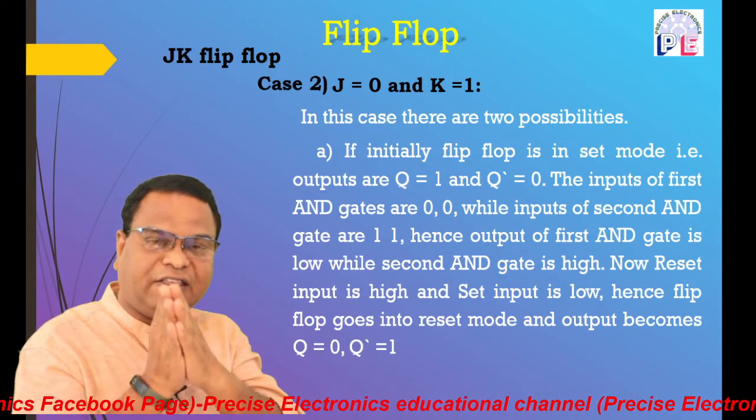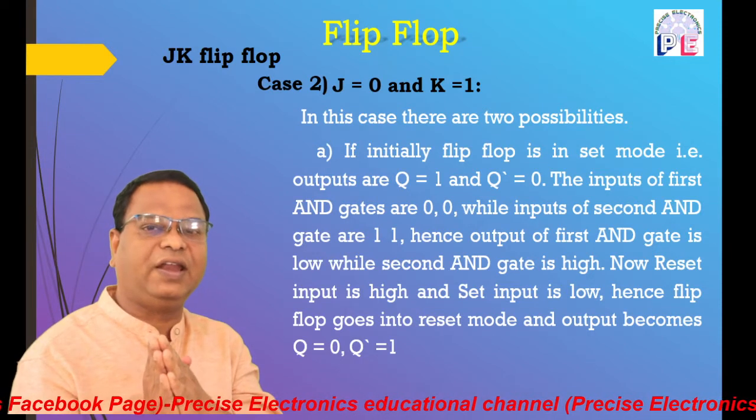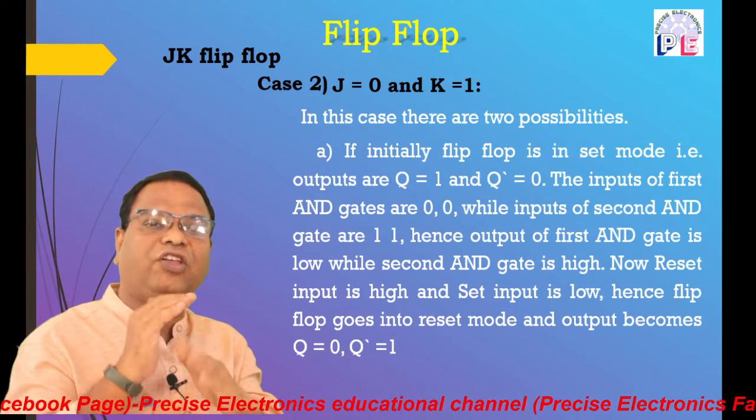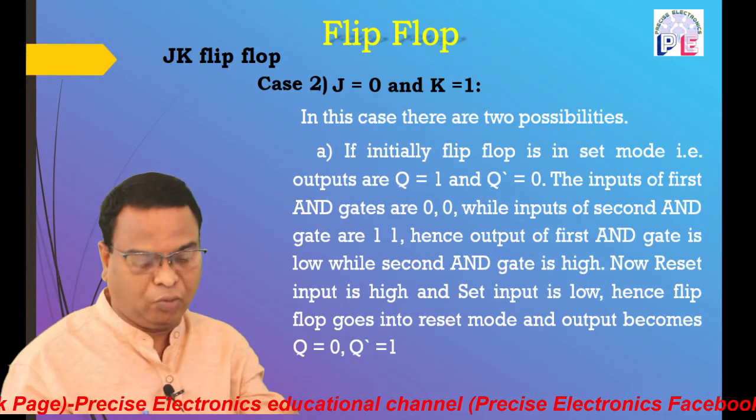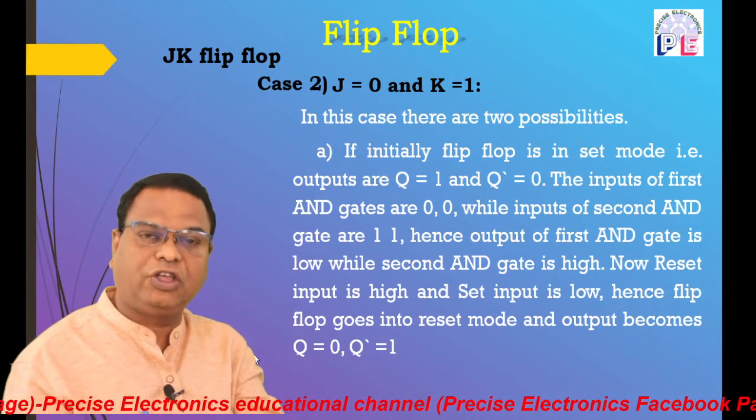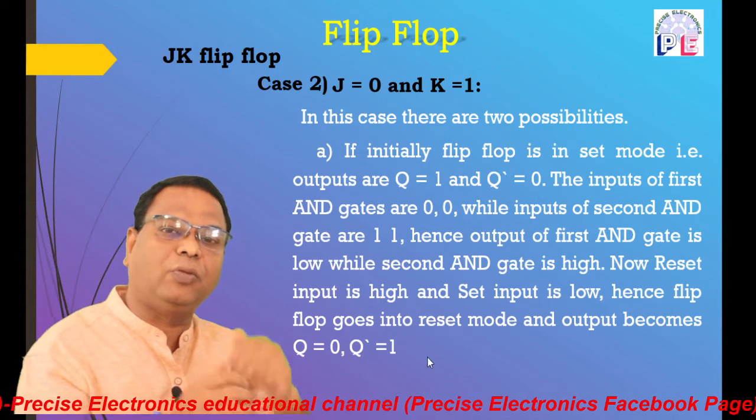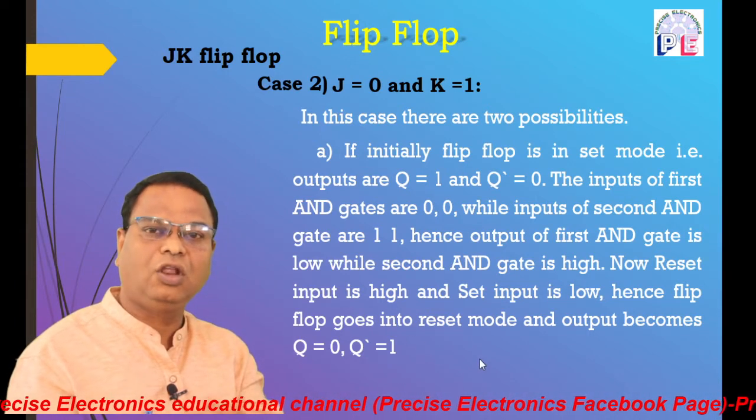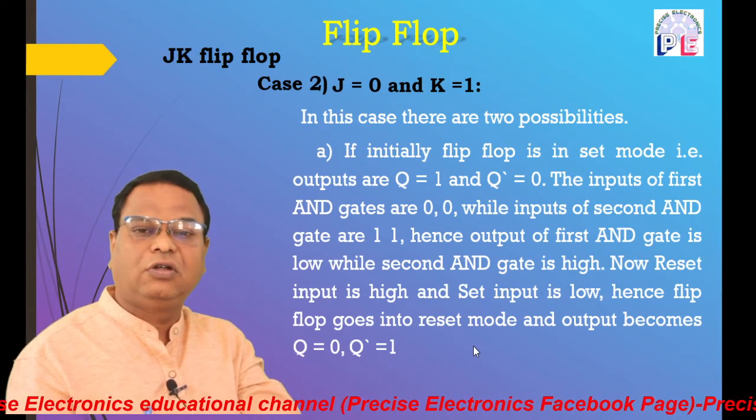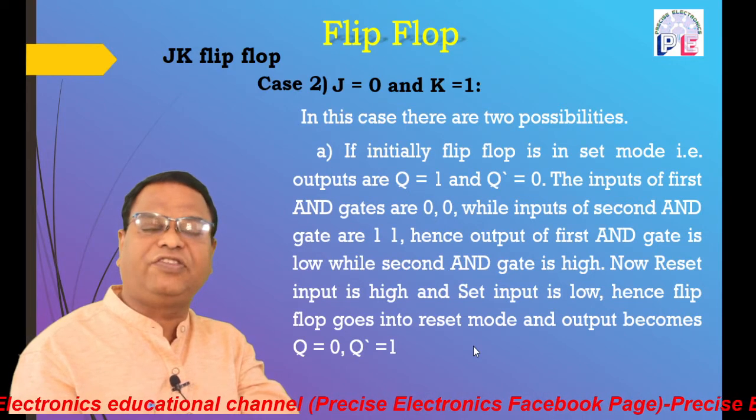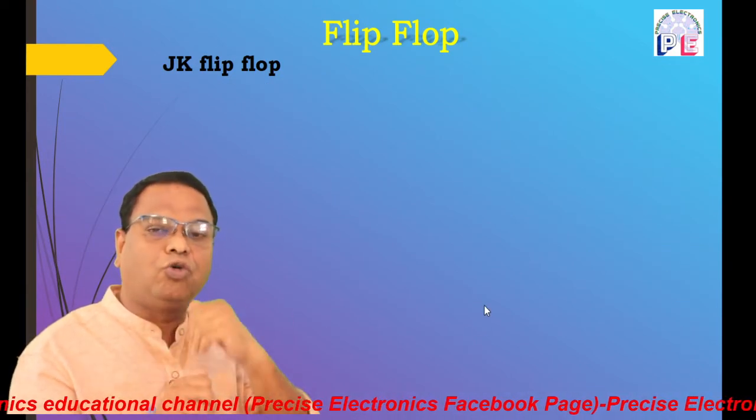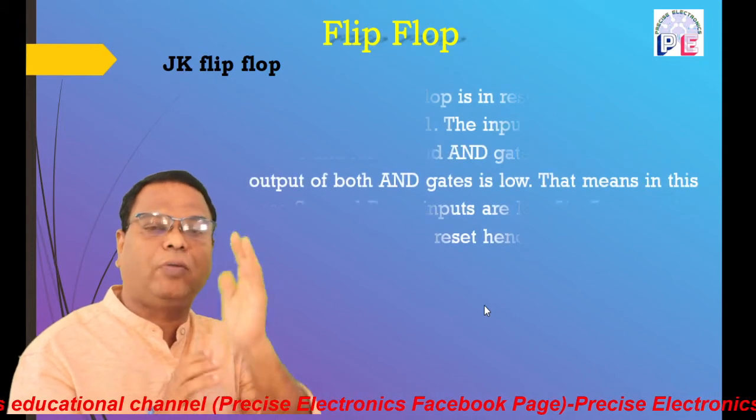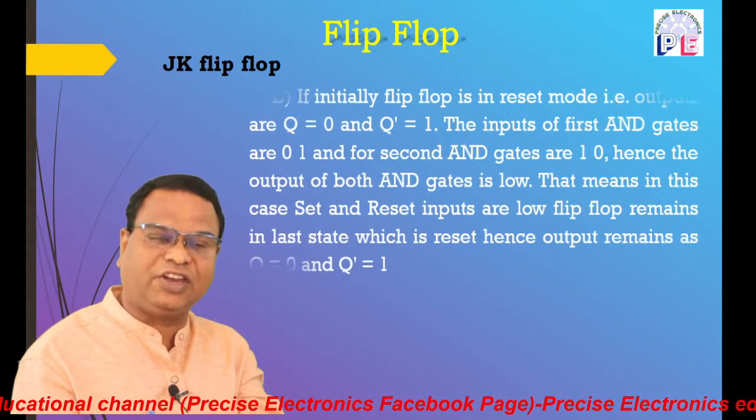That means the reset pulse is applied to the flip-flop and hence the flip-flop changes its state from high to low. Now the outputs of the flip-flop are Q is equal to 0 and Q complement is 1. So the flip-flop is in reset. The second state: if initially the flip-flop is in reset mode, that means output Q is equal to 0 and Q complement is 1. So that is the initial state.